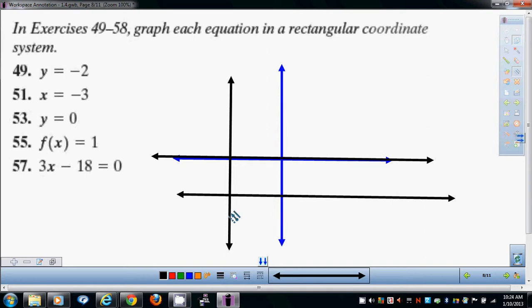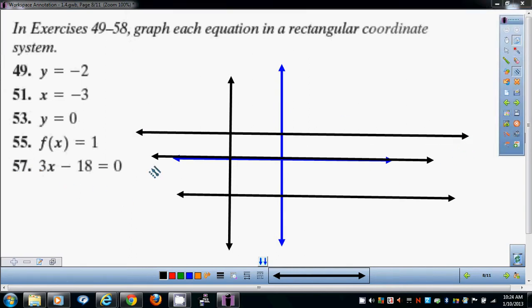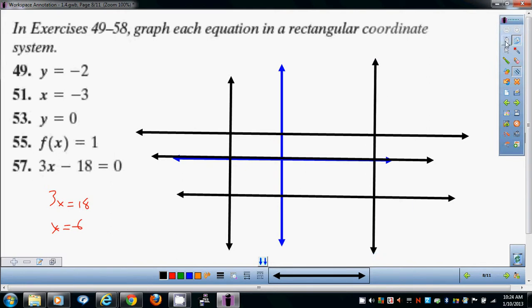F of x equals 1, what is that? Y equals 1, so it's that line right there. And let's see, that's an x, which means we have a vertical line right over here-ish. So, if you want to just do them like that and say that, hey, this one is 49, this one is 51, this one was 53, 55, and this one was 57. Just remember, x equals a vertical, y equals a horizontal.